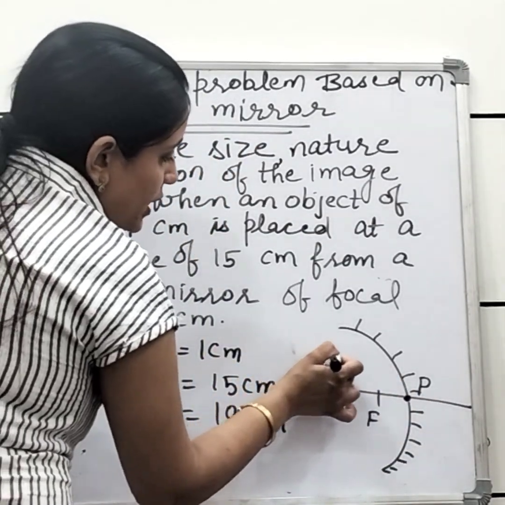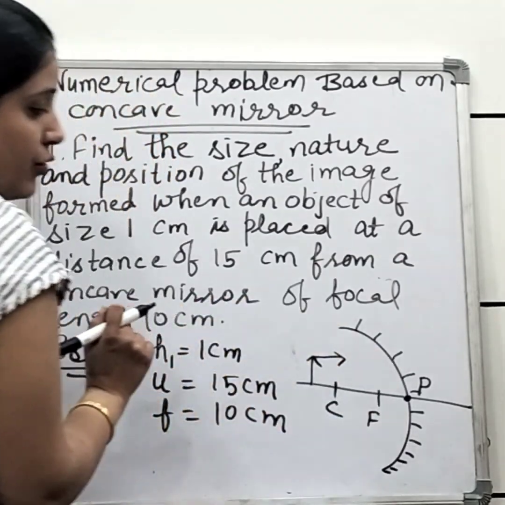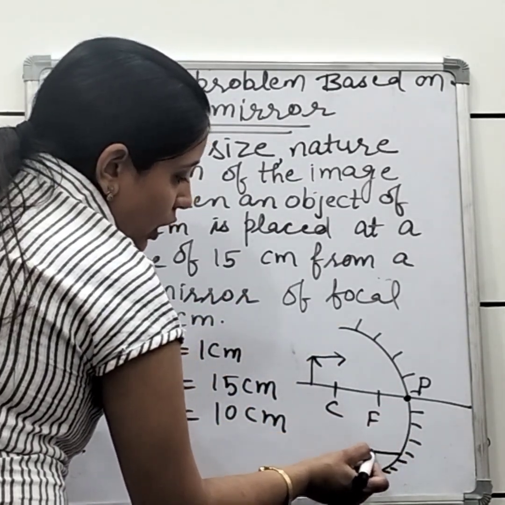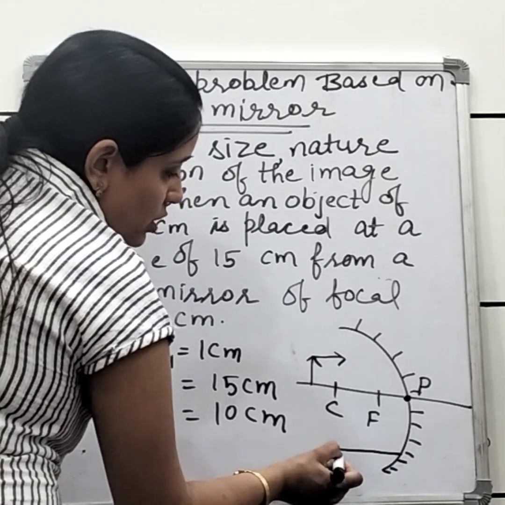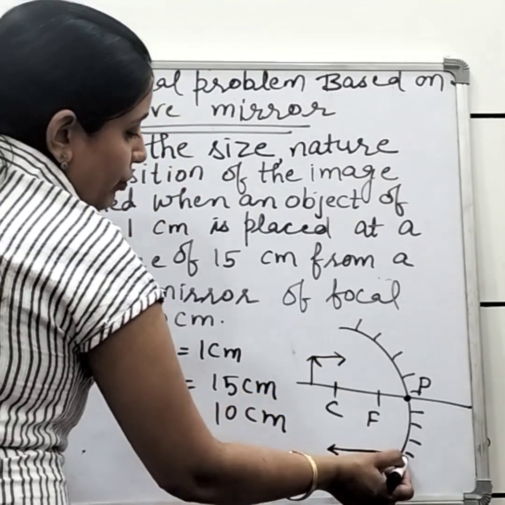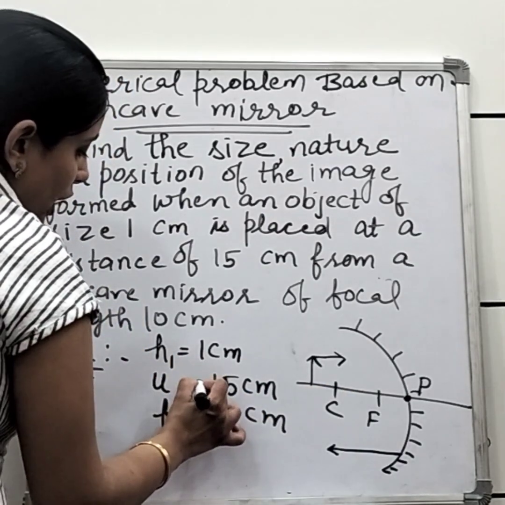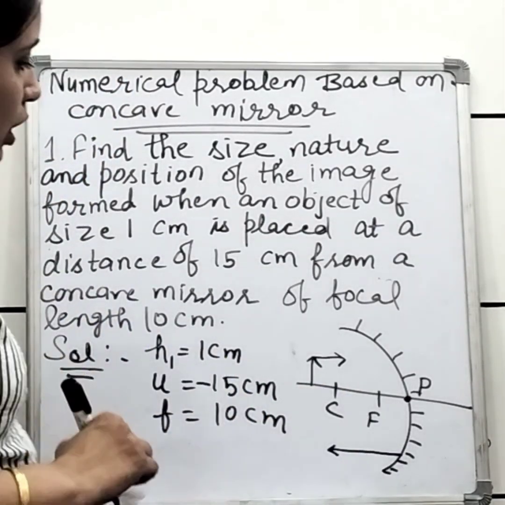From the object, the incident radiation travels towards the reflecting surface, and the distance is measured from the pole. So we will move in this direction to measure the distance. The incident radiation and the measured distance are in opposite directions, so u is taken as negative.